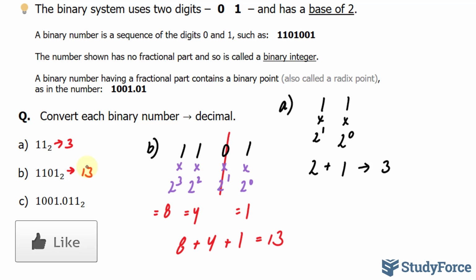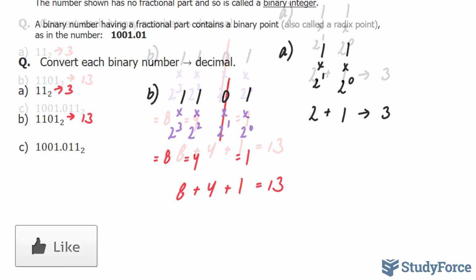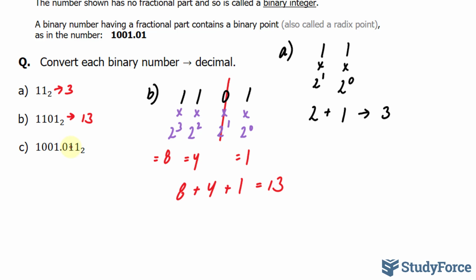Now on to the hardest of the 3. In question 3, they expect us to convert this to decimal. You'll notice that there is a dot in between the left and the right side of this number. A binary number having a fractional part contains a binary point. So this right here is called a binary point or a radix point. And here's how to handle this type of question.